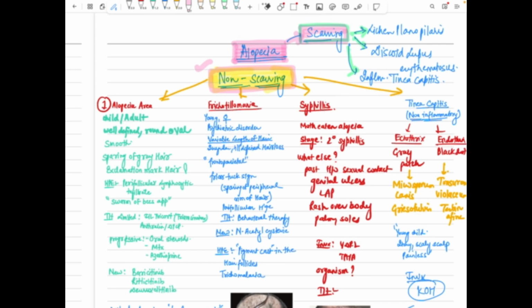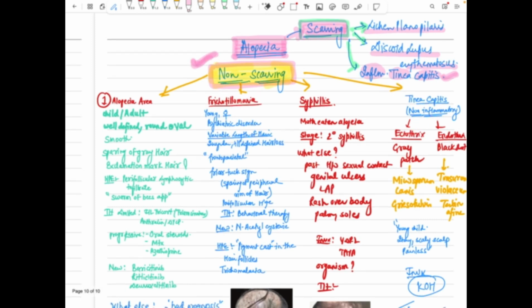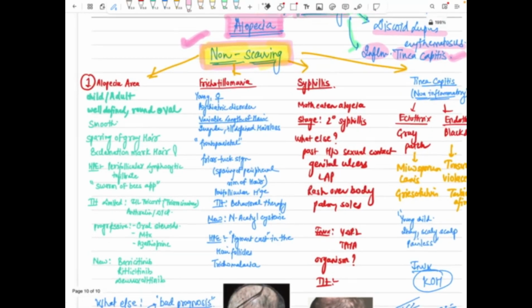Coming to the scarring alopecia, just remember a few names of scarring alopecia: lichen planopilaris (LPP) and discoid LE (DLE), and of course inflammatory tinea capitis. So we will discuss about inflammatory tinea capitis in the next video. But let us discuss about the non-scarring variant, which have been asked very frequently in the last few examinations.